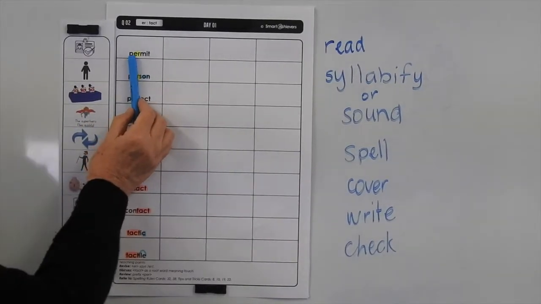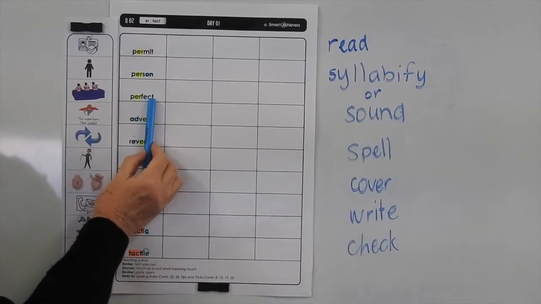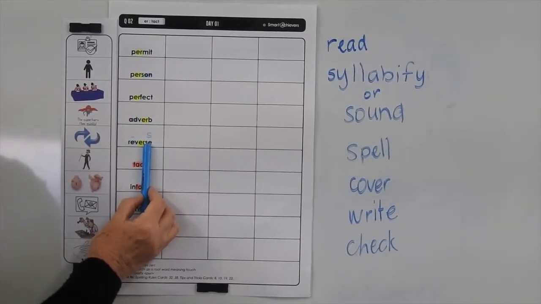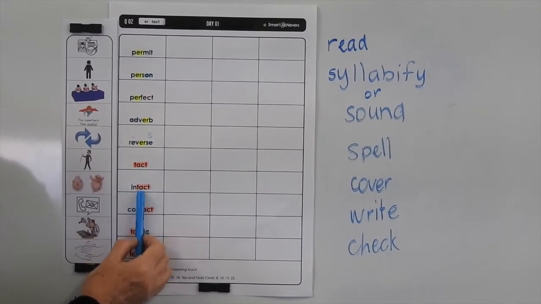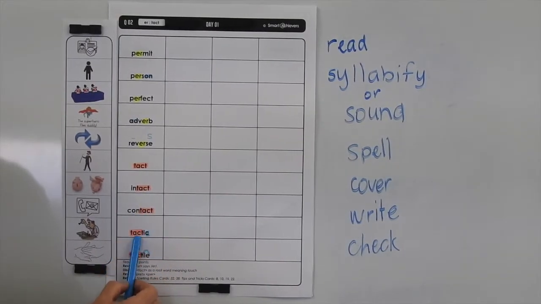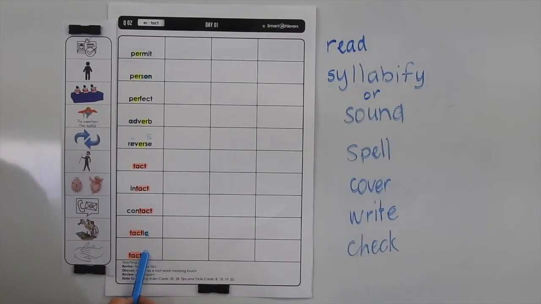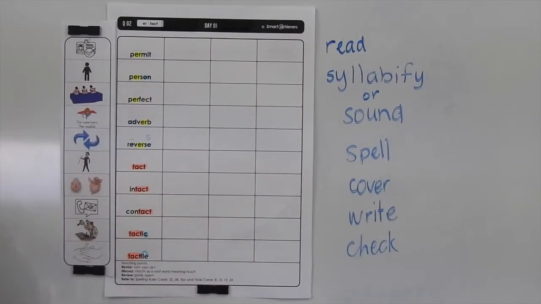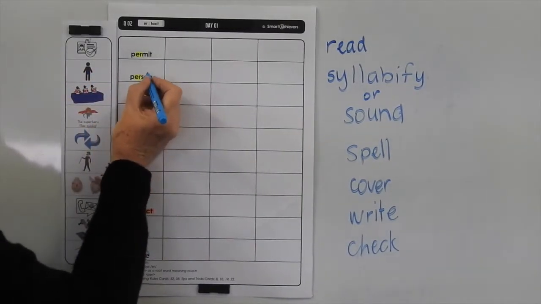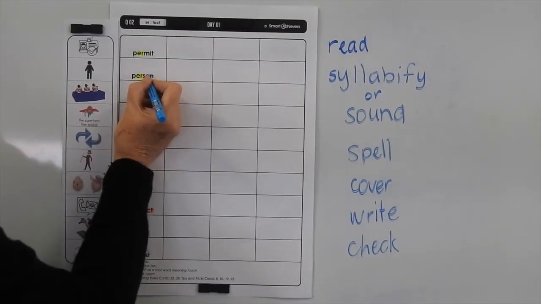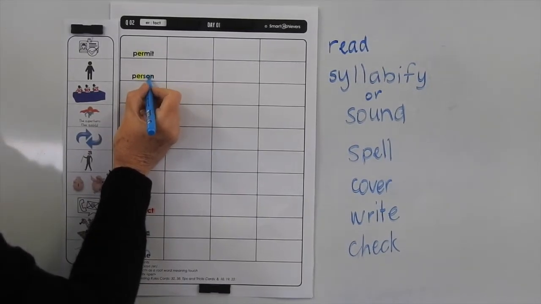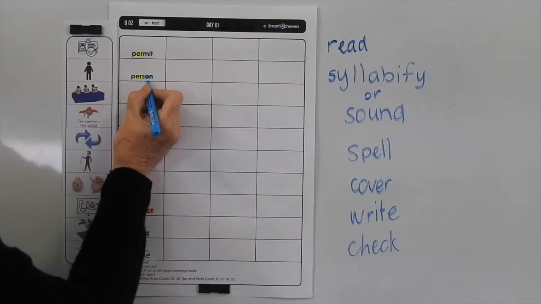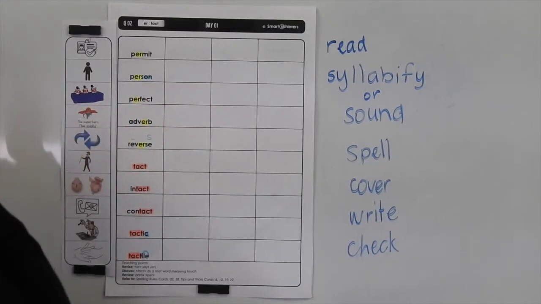In this list we've got permit, person, perfect, adverb, reverse, then we've got tact, intact, contact, tactic and tactile. So if we have a look at these words, there's some extra things we need to notice in them. So person, we tend to say person, we give it a schwa sound, which is like a grunt sound, but you just have to note that it's on at the end. It's not en or anything else.